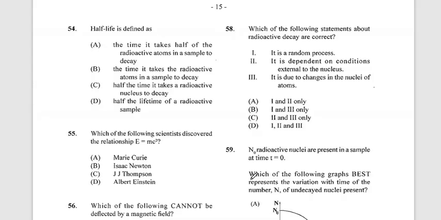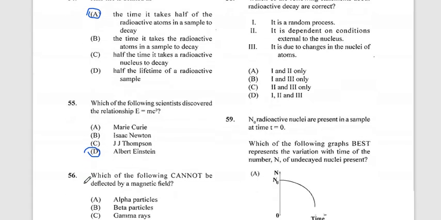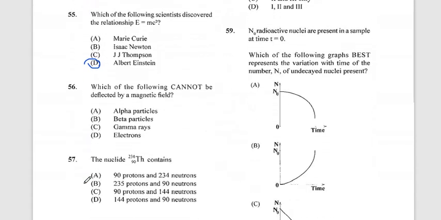54. Half-life is defined as A. The time it takes half of the radioactive atoms in a sample to decay. 55. Which of the following scientists discovered the relationship E equals mc squared? D. Albert Einstein. 56. The following cannot be deflected by a magnetic field. C. Gamma rays.